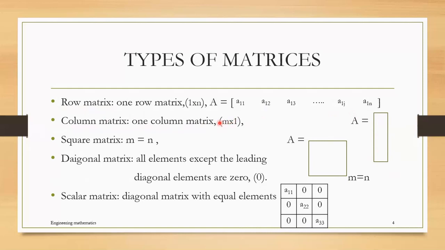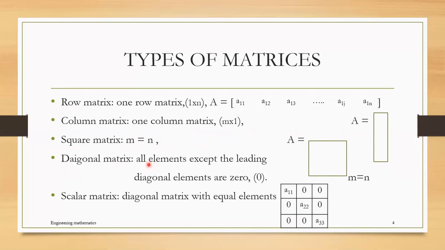Now we have the square matrix. In a square matrix, the order has m equal to n, where m represents the rows and n represents the columns. So in a square matrix, the rows are equal to the columns. Like this, there are 3 rows and 3 columns. Next we have the diagonal matrix.